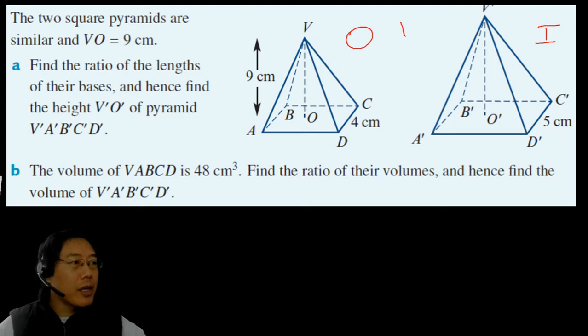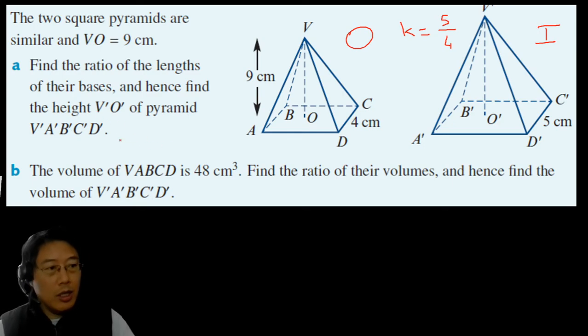So K is the side of the image over the side of the original. So you look at that side. By the way, question part A is obviously guiding you for this. So you need to find the ratio of the length. You look at the bases, you have a 4 here for the original and a 5, so K is equal to 5/4, 1.25. Here is the height of the original. To find the height of the image, what you would do is, now it's working again.